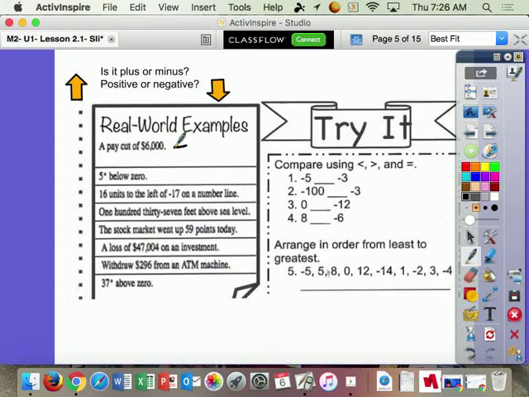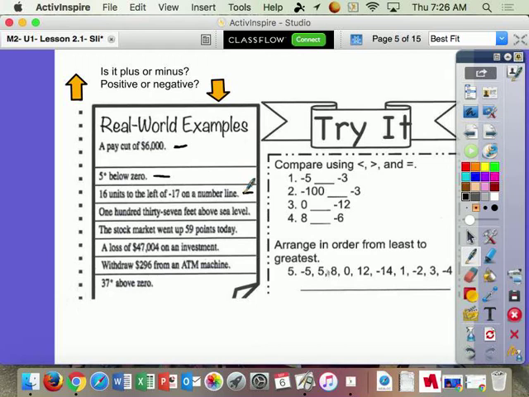If you were at 5 degrees below zero, is that up, meaning positive, or down, meaning negative? Down. Good. 16 units to the left of negative 17. So you're at negative 17 on a number line, and you go left. Look at the number line that's in my room, right? If you're going to go left on that, are you going to be going in the negatives, or are you going to be going towards the positives?